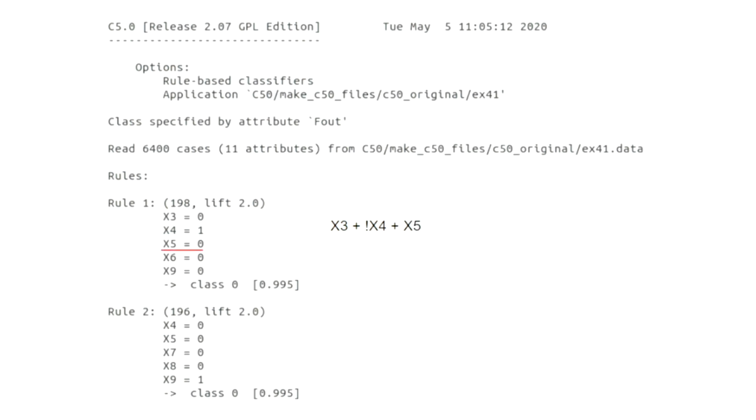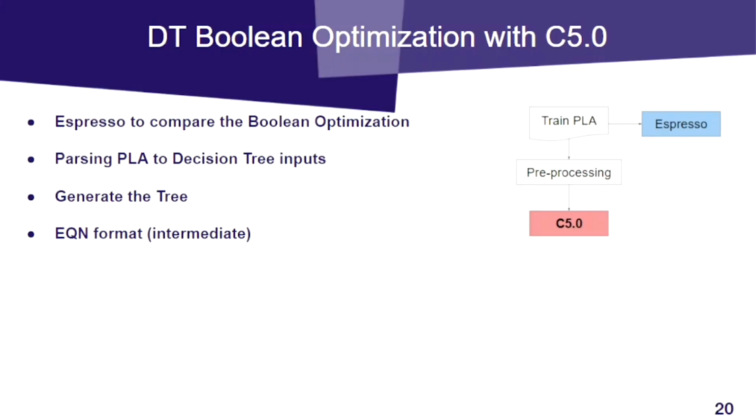And we just repeat this through the whole file. So x5, x6, x9. Now we can consider the other rules, like rule 2, which is also class 0. So x4 or x5 or x7 or x8 or not x9, because x9 equals 1 in rule 2. So this is the result of our conversion from a tree file into an EQN file. For the example that I just showed you, we used product of sums, but for this flow of comparison we used sum of products, which is very similar.